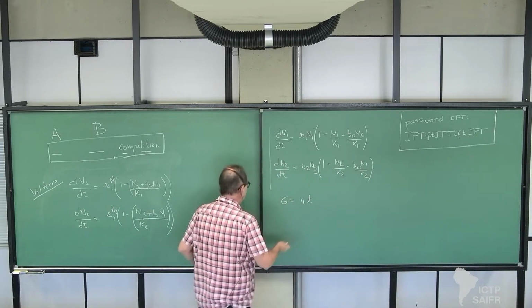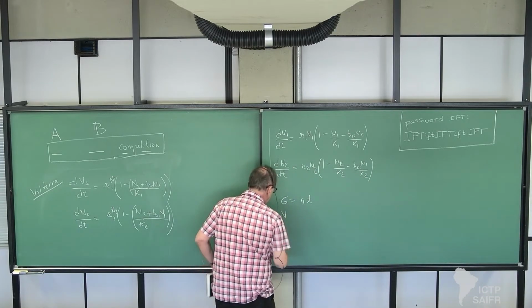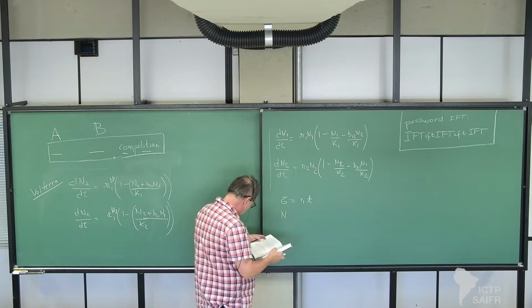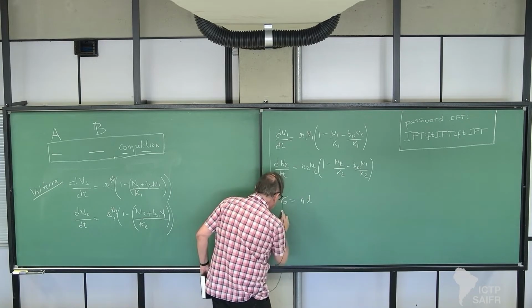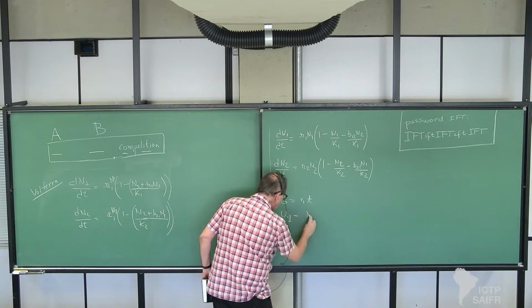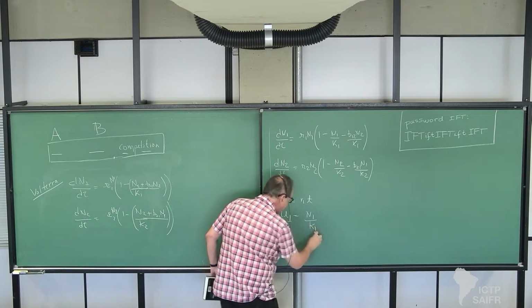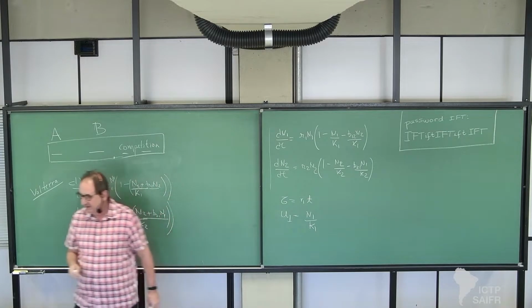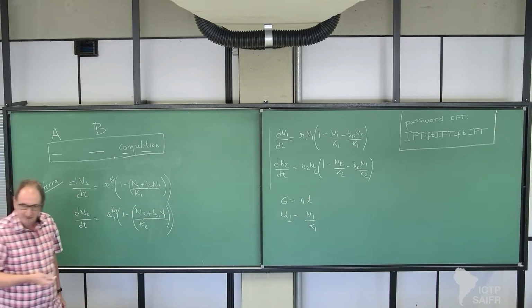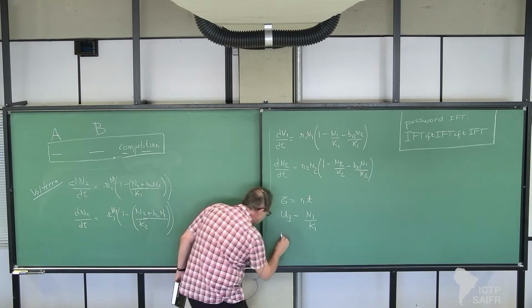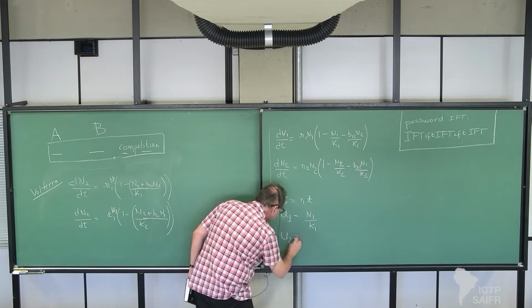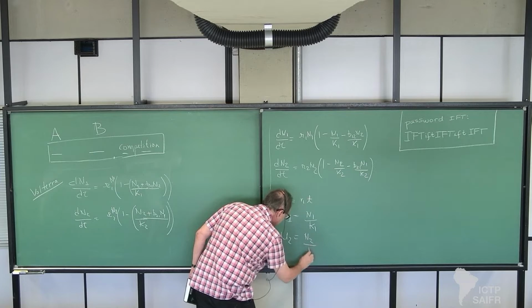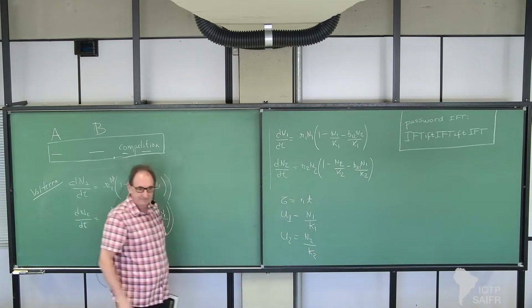And I can do also something like this. I will introduce U1, which is just the population N1 referred to its carrying capacity. We have done this with the logistic, okay? A new variable I call U. And I have a new variable U2, which is just the population N2 referred to its carrying capacity. Yeah?